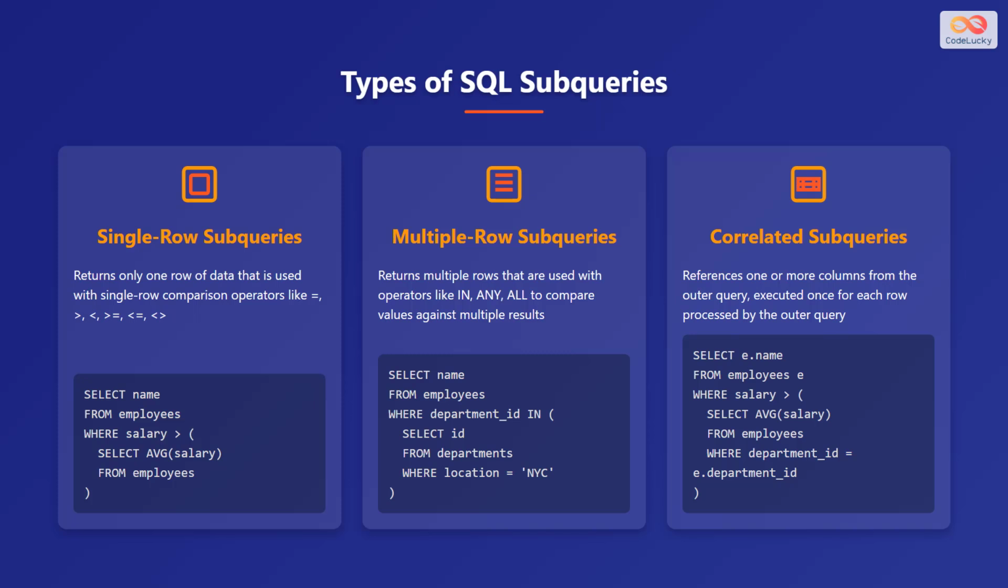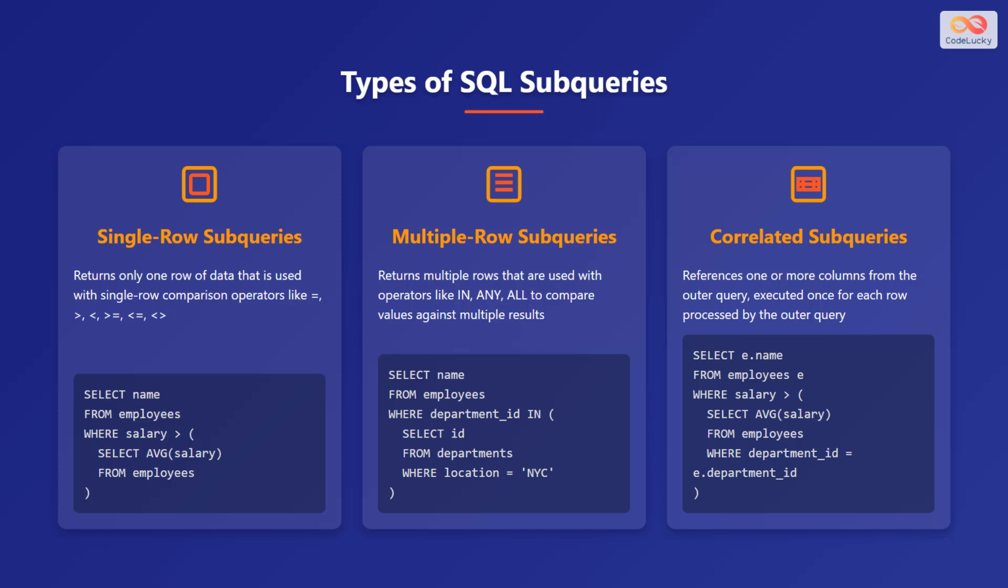SQL subqueries come in a few different flavors. First, we have single-row subqueries. These return only one row of data and are used with single-row comparison operators like equals, greater than or equals to, less than or equals to, and not equals to. As an example, this query selects the name from the employees table where the salary is greater than the average salary from the employees table.